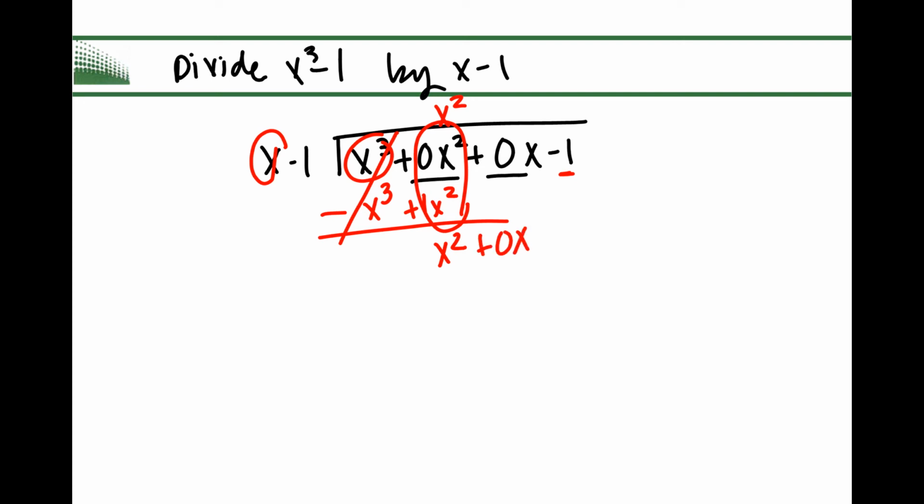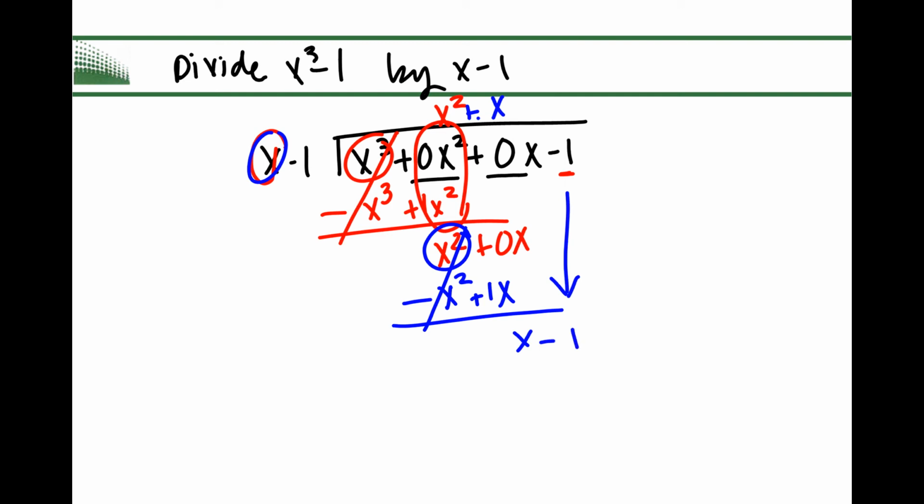So again, you compare your front terms, x and x squared. You say x times what would give me x squared? Well, that's plus x. So x times x would give me x squared minus x. Change your signs. X squared minus x squared, 0. Plus 1 gives me x. Bring down the negative 1.